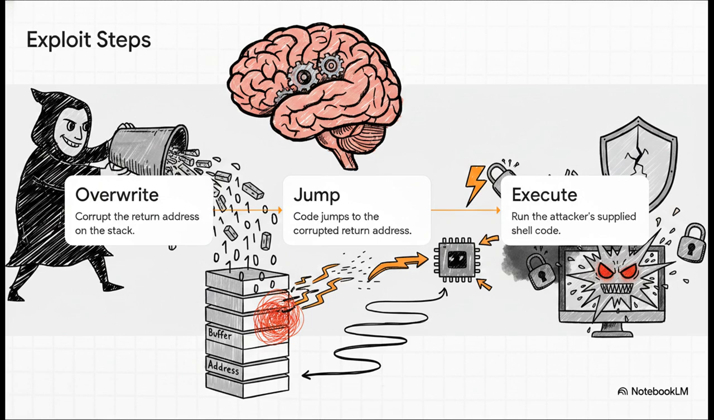Step 1, the attacker overflows a memory buffer and overwrites the return address on the stack. Step 2, the program unknowingly uses that corrupted address and jumps to a location chosen by the attacker. And step 3, the program executes the attacker's malicious machine code, often called shellcode. Basically, every defense we're about to look at targets one of these specific steps to try and break the heist.